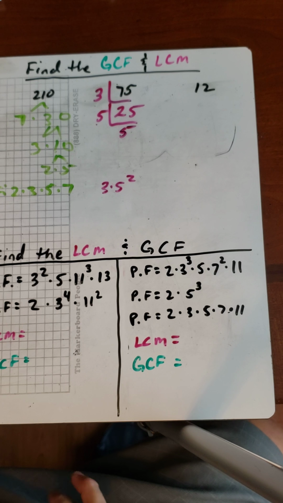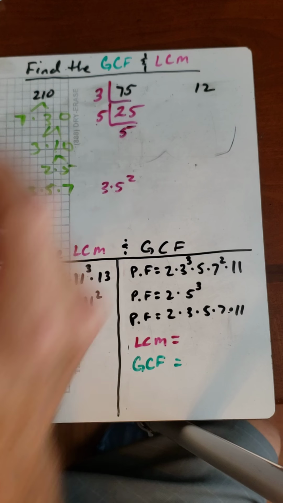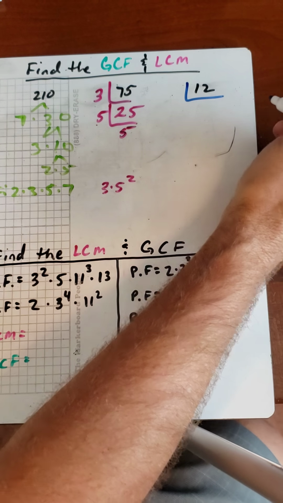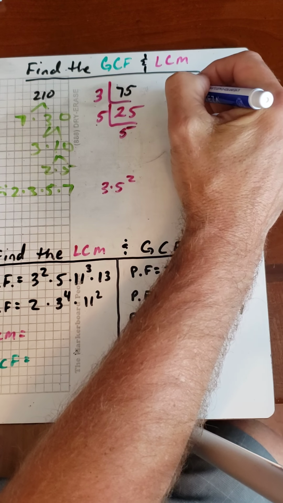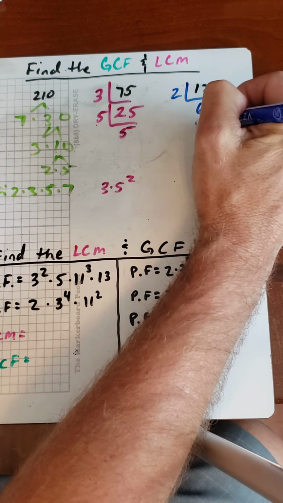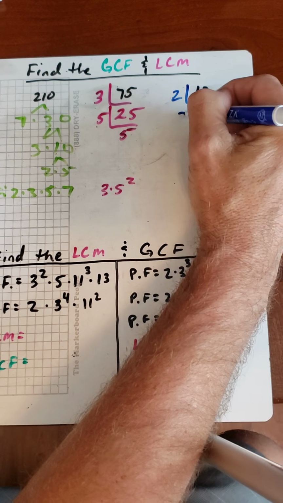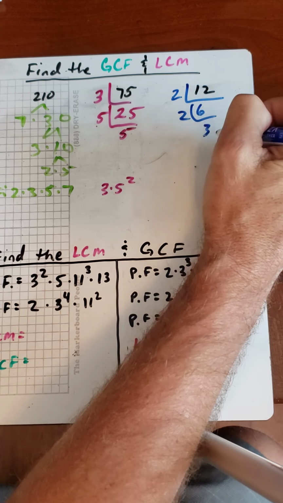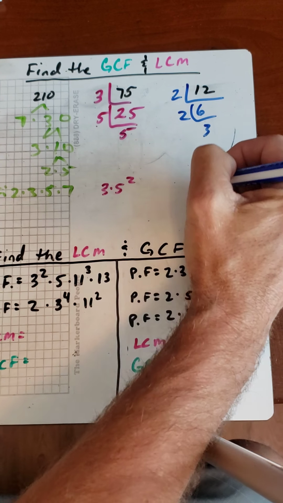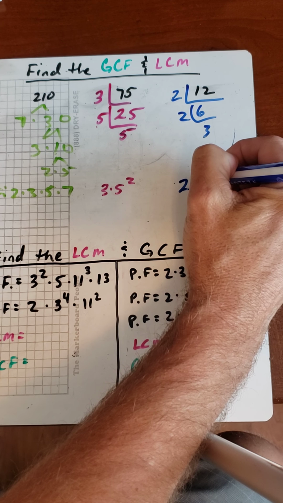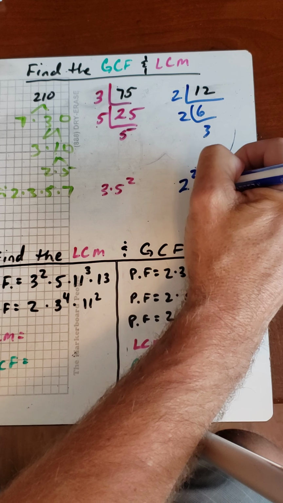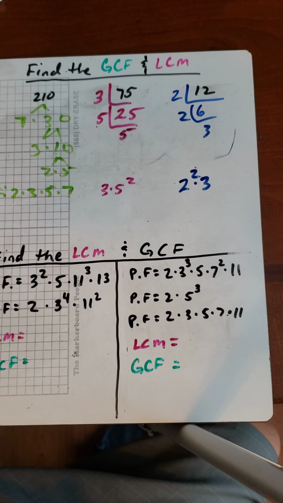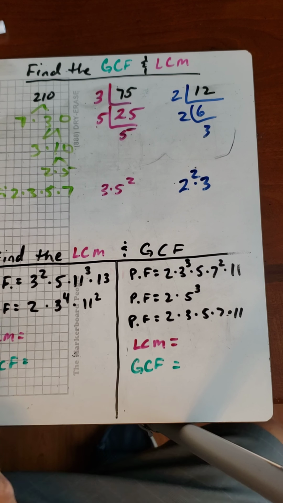And then the last one I have to do over here is 12. And I'm going to go ahead and do this one as upside down division as well. So I know that 2 goes in there, and that's 6, and that's not a prime number. So 2 goes into 6 3 times, and now that is a prime number. So this one is 2 squared times 3.